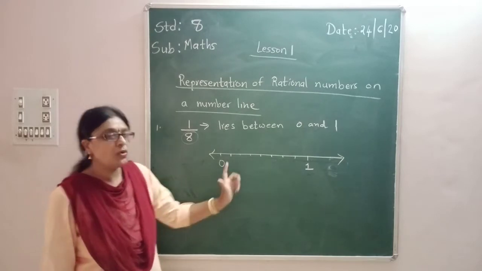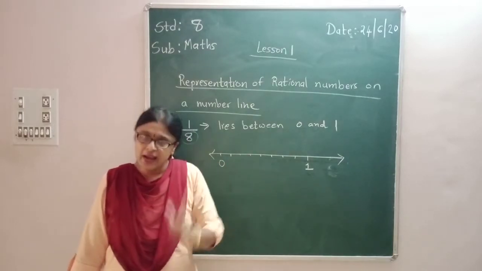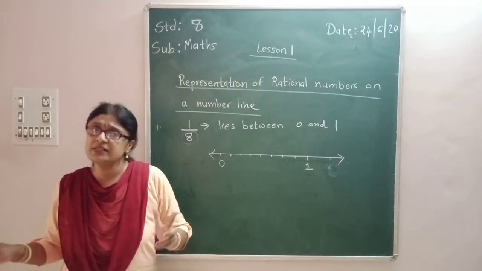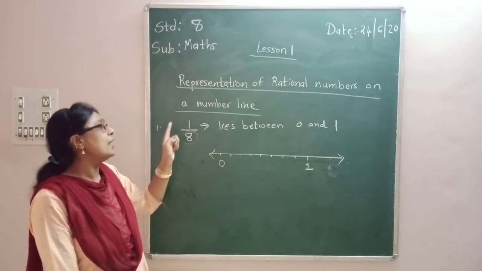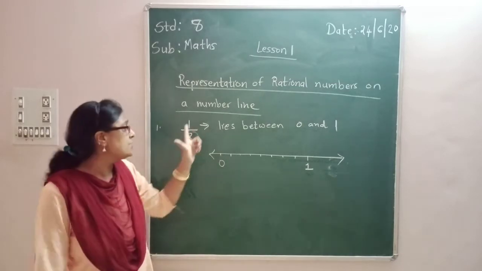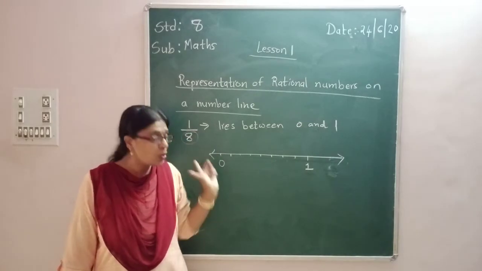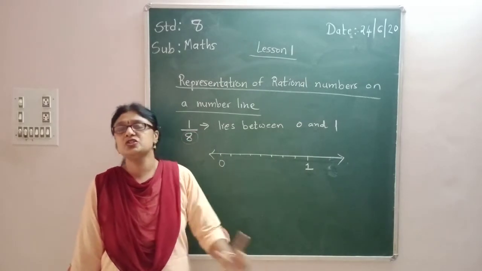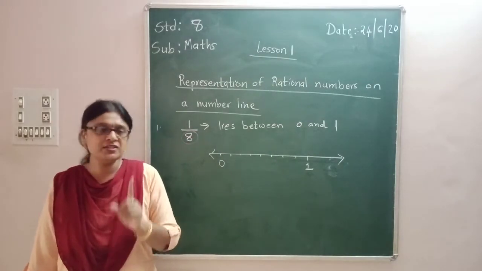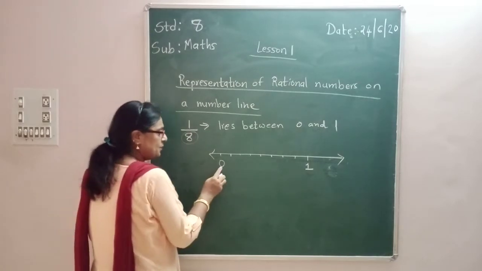Why did I divide this number line into 8? Why not 5 or why not 7? Because the number that I have to plot has the denominator 8. So I divide this number line into 8 equal parts. Now this is 0.